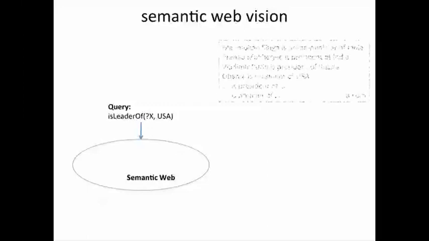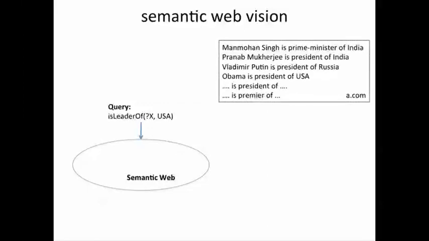We might imagine a site a.com which collects facts by processing lots of web data, as we shall see later this week how that's done. So we get facts like Obama is president of USA, Vladimir Putin is president of Russia, Pranab Mukherjee is president of India, Manmohan Singh is prime minister of India, and many other facts about presidents, premiers, prime ministers, etc.